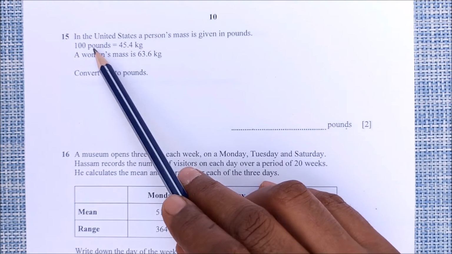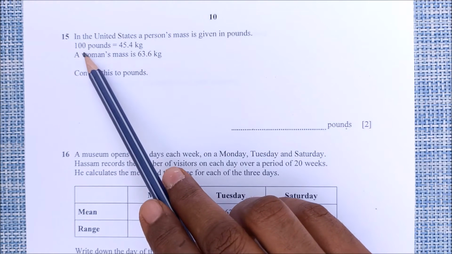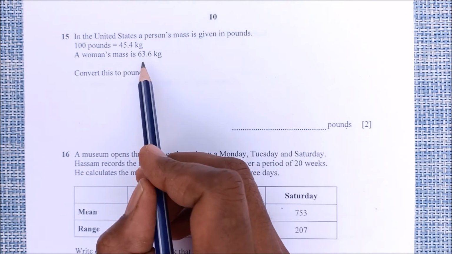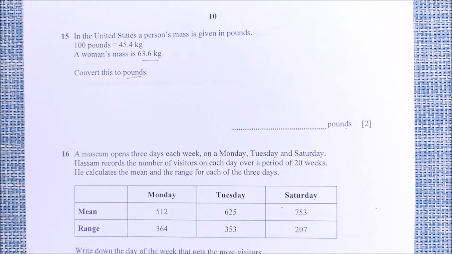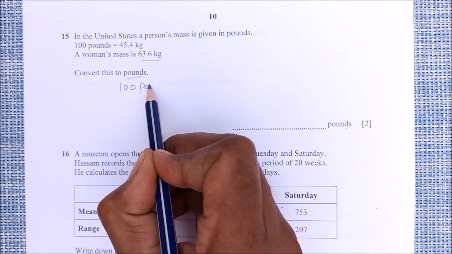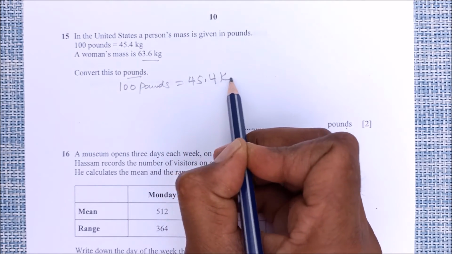Question 15. In the United States, a person's mass is given in pounds. 100 pounds is equal to 44.4 kg. A woman's mass is given in kilograms, convert this into pounds. So in these types of questions, you just take the quantities which are given to you. 100 pounds are equal to 44.4 kilograms.